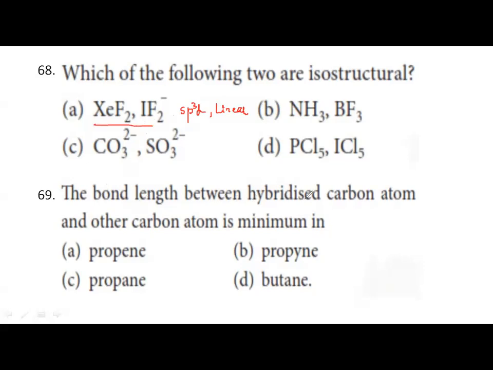The bond length between hybridized carbon atoms and other carbon atoms is minimum in. They have given propene, propyne, propane, and butane. These options are all hydrocarbons. So propene, I'll show you the structure. This is propene, and the valencies of carbon are satisfied with hydrogens. Propyne is this, with a triple bond. Propane has single bonds. Butane, 1, 2, 3, 4.